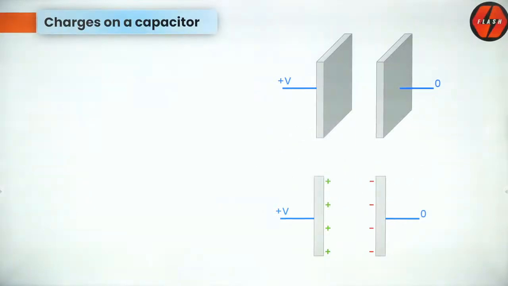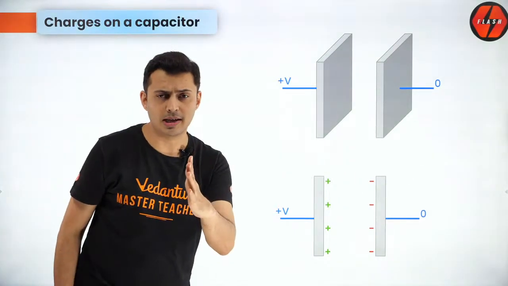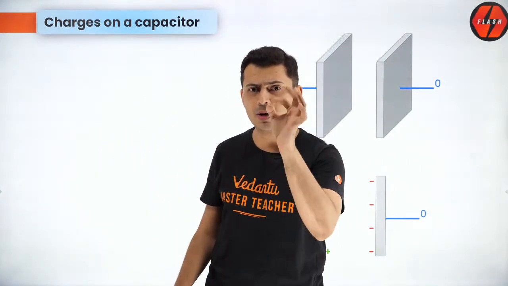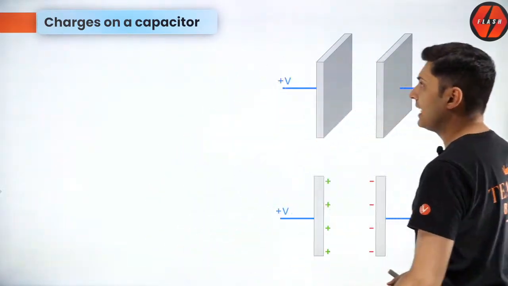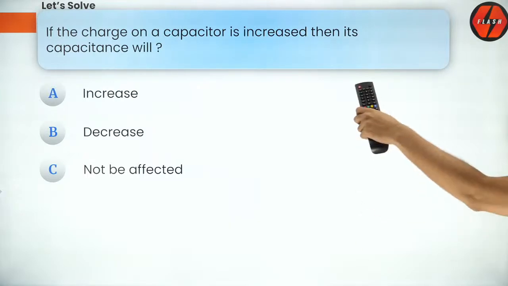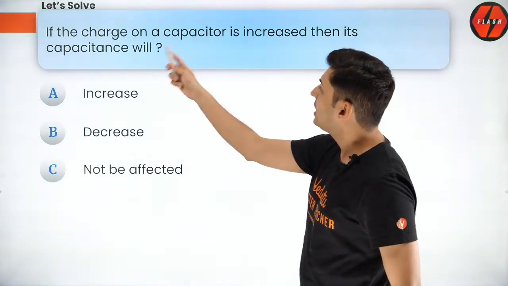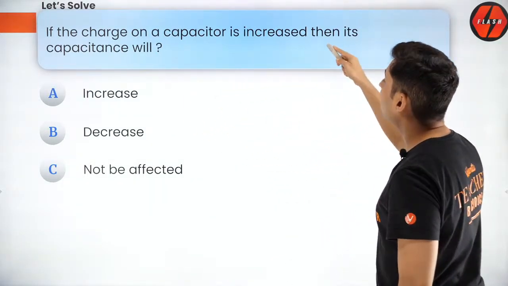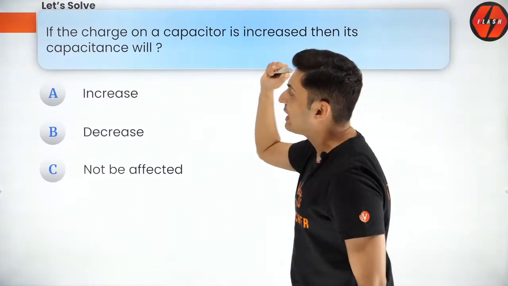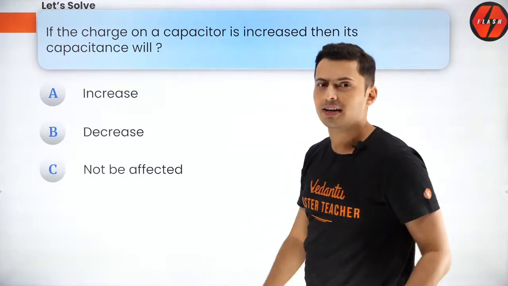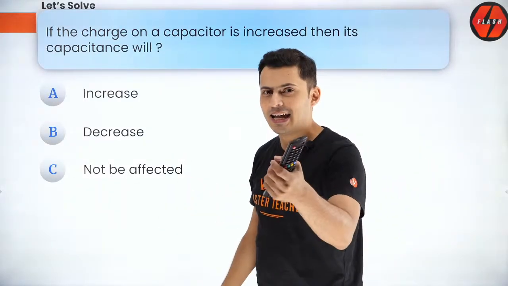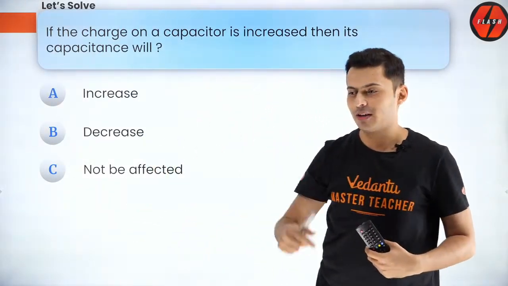Alright, gear up for a problem guys, some amazing questions coming up. I hope your pens and papers are ready and your minds are open obviously. Alright, here it comes, the question in front of your screen. If the charge on a capacitor is increased, then its capacitance will increase, decrease or not be affected. Come on, tell me the answer correctly in the chat box.